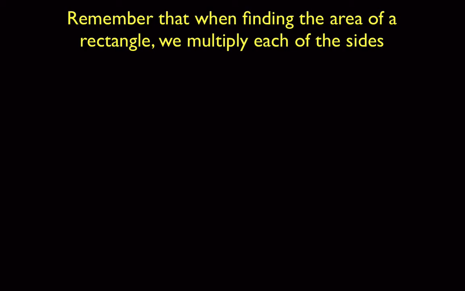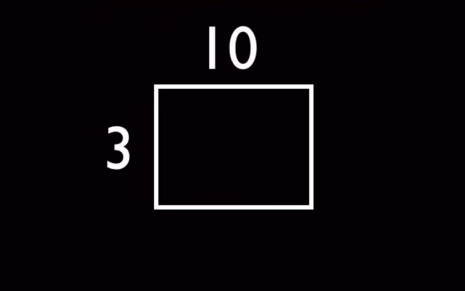Okay, so remember when you find the area of a rectangle, such as this one, we do so by multiplying each of the sides. Remember as well that when you have a rectangle, we would have a 10 here and a 3 there. So when I say each of the sides, you don't go 3 times 10 times 3 times 10. You just multiply those two sides that are there.